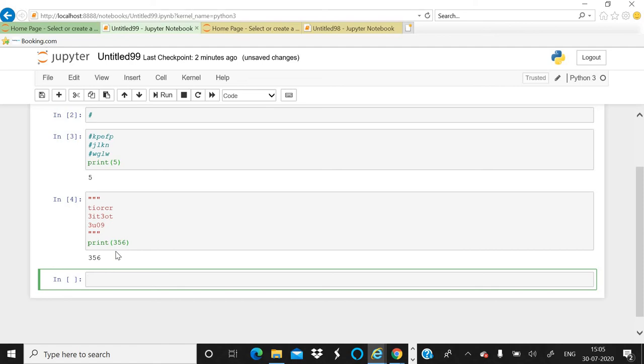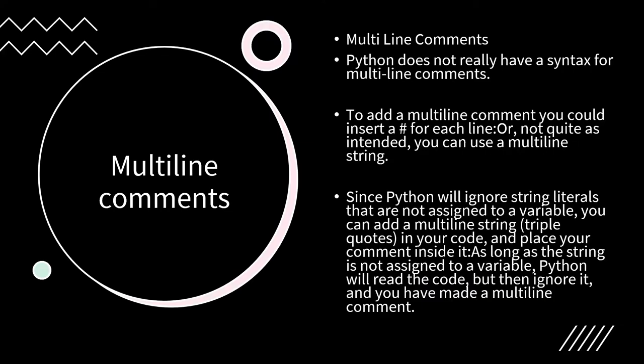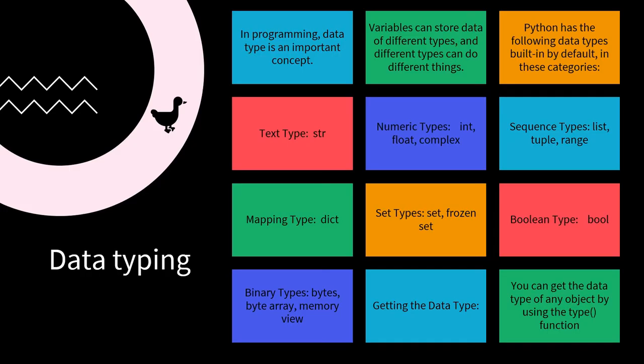Next, what we are going to learn is data types. Data types in programming. Data type is an important concept. Data type is basically segregating data into its type, like string, int, float, complex, list, tuple, range, dictionary, set, frozenset, bool, bytes, bytearray, memoryview.